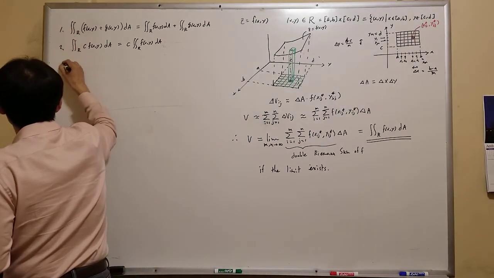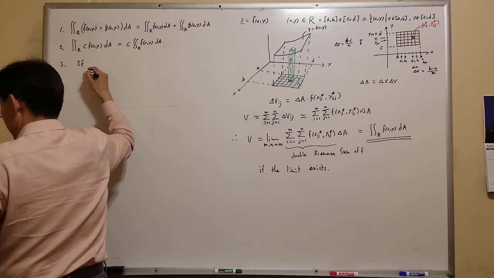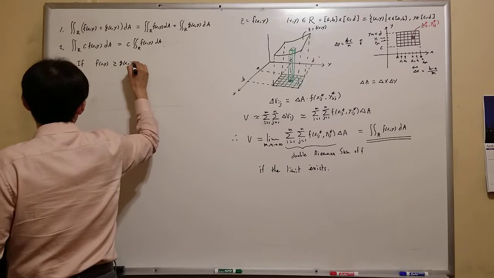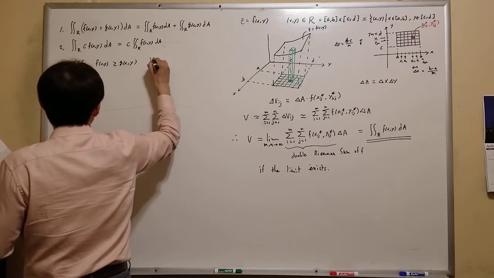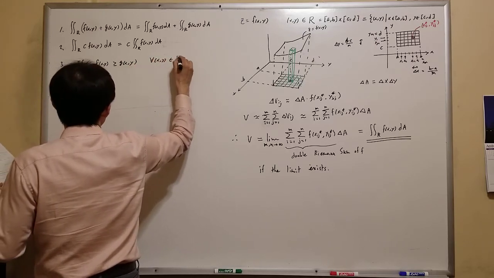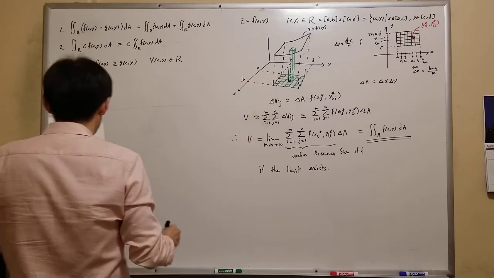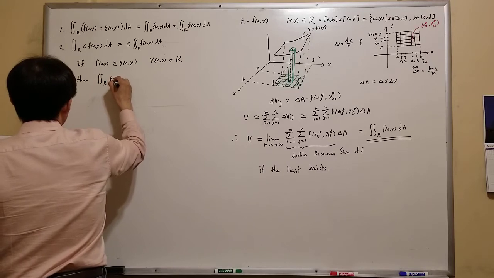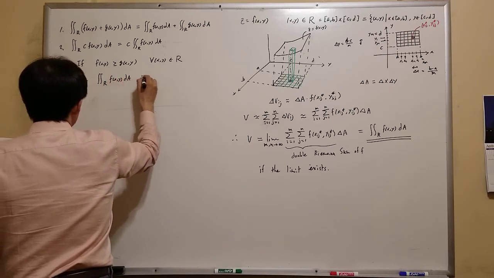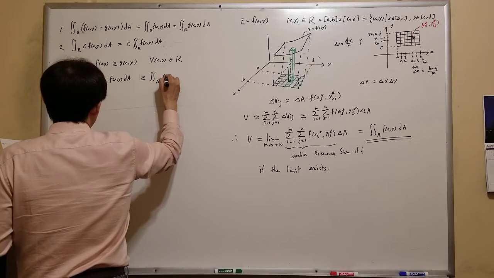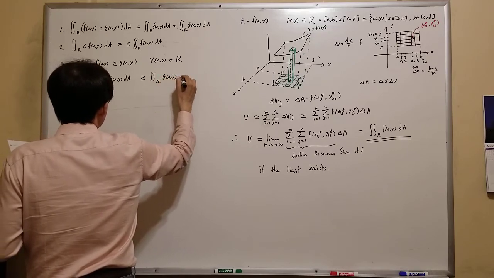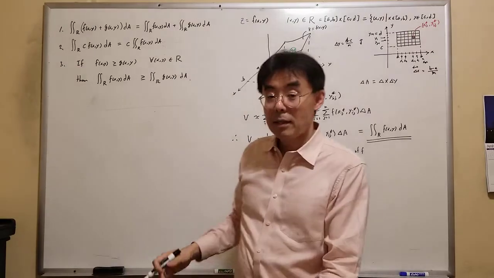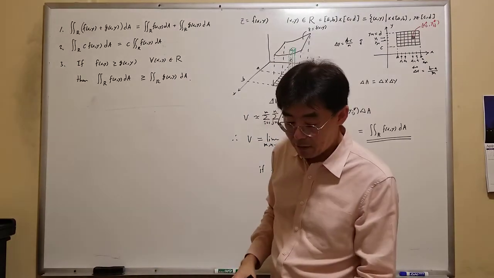And the third property is, if f of xy is greater than or equal to g of xy for all xy in this rectangular region R, then the double integral of the larger function is greater than or equal to the double integral of the smaller function. You have exactly the same properties for the definite integral, right?